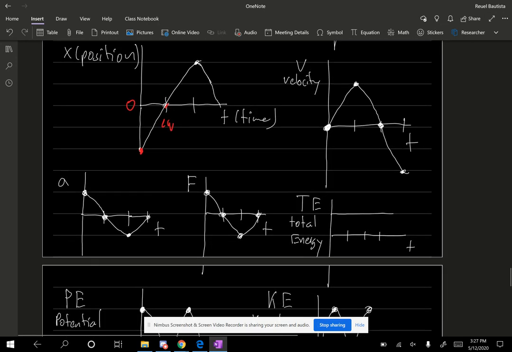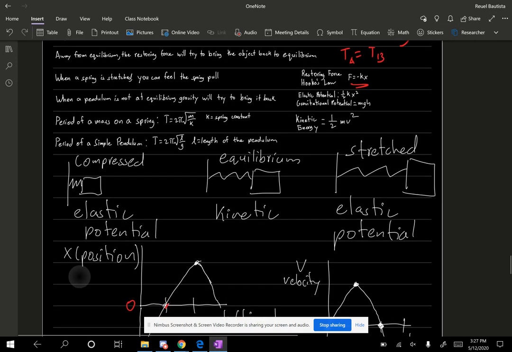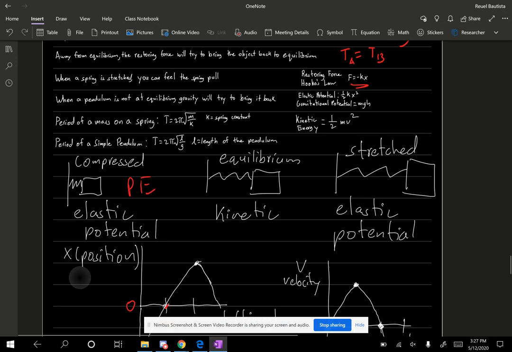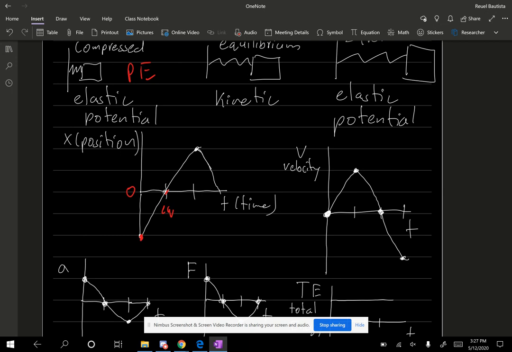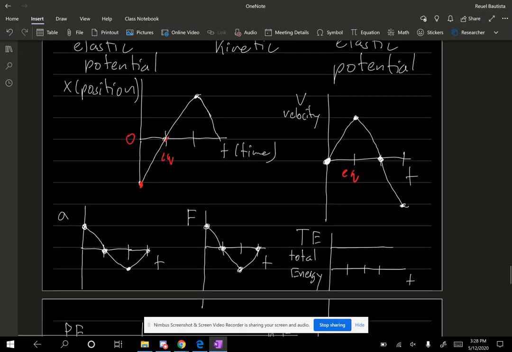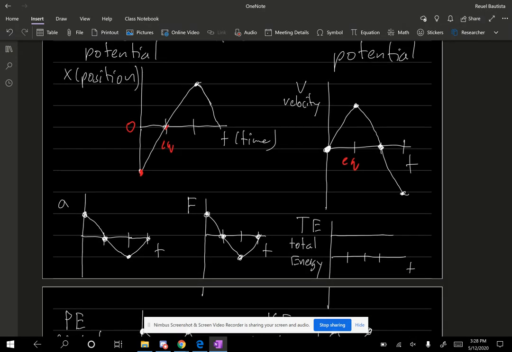For the velocity versus time graph, remember, when it's fully compressed, it's only going to have potential energy, meaning it has no kinetic energy, meaning it has no velocity. That's why the velocity here is 0 at its starting point. When it reaches equilibrium, it's going to have a maximum velocity because that energy becomes all kinetic energy. Then when it reaches the other side of the amplitude, it's going to have a velocity of 0, right? And then when it reaches equilibrium again, it's going to have a negative maximum velocity, okay? Because it's going in the other direction.